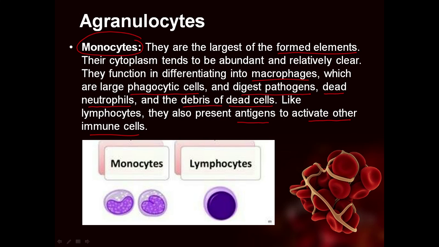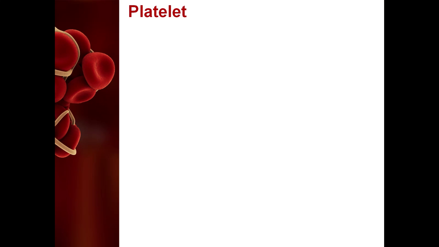Monocytes differentiate into macrophages. Their cytoplasm tends to be abundant and relatively clear. They function in differentiating into macrophages. And macrophages have the function of engulfment of the bacteria, right? So these are the types of agranulocytes. Till now we have seen how WBCs are there for resistance. They are the cells of the immune system and they are there for fighting against the infections, fighting against the pathogens.